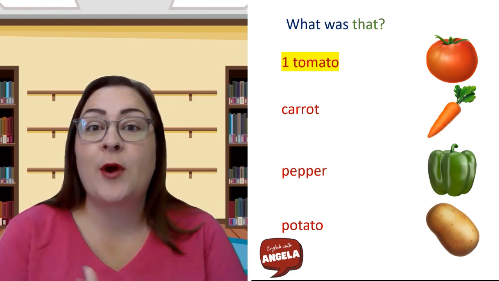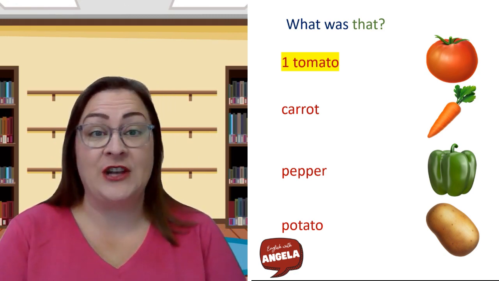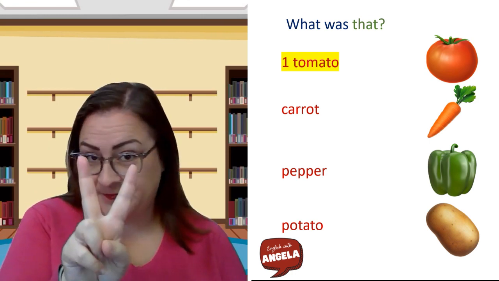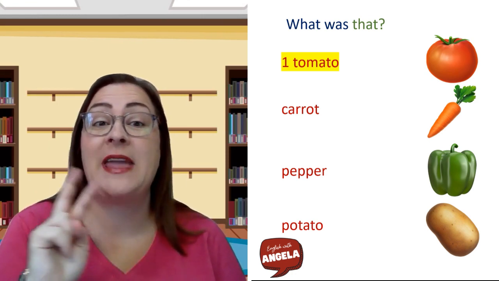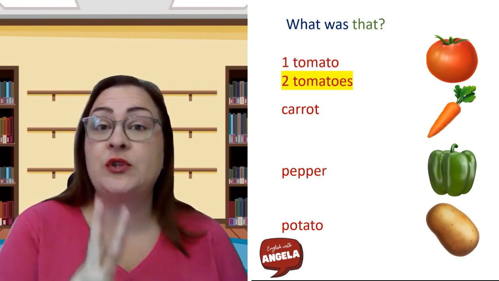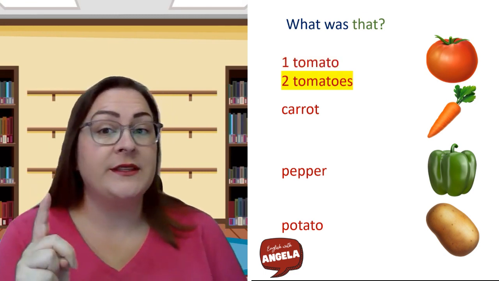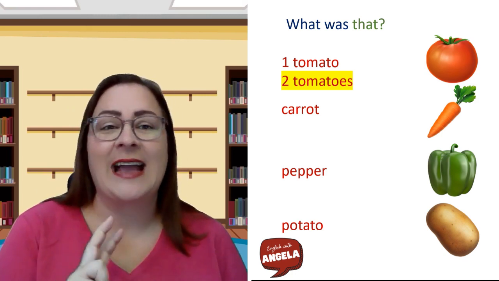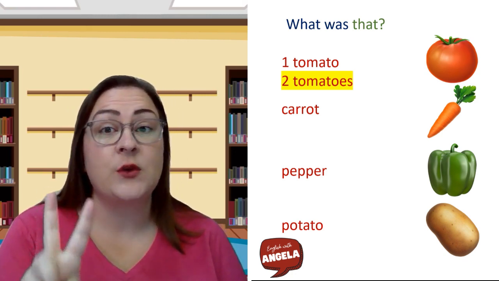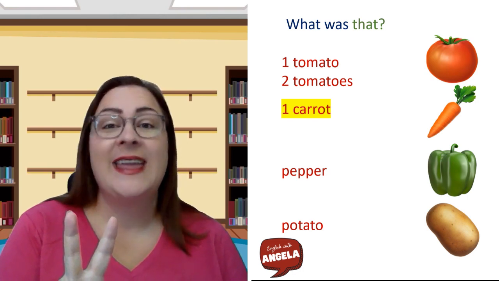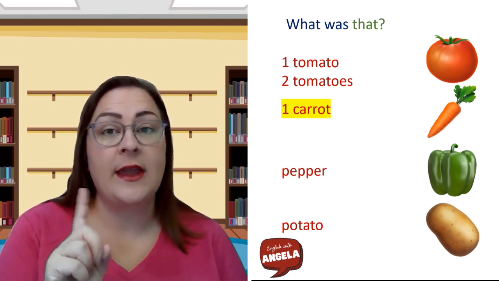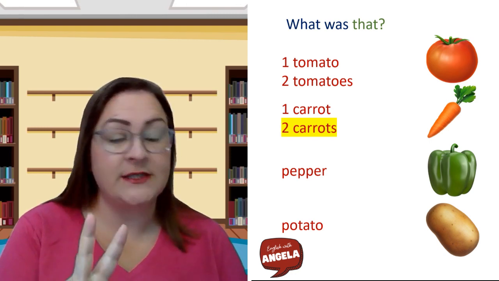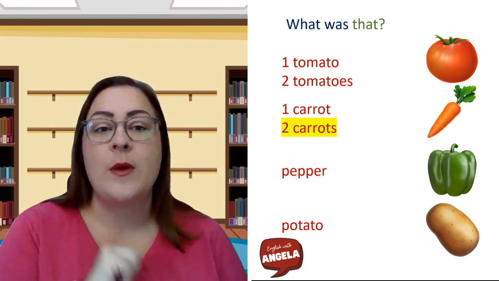Do you remember what's the plural of our vegetables? So we have one tomato. Do you remember? Two tomatoes. One tomato, two tomatoes. Excellent. We have one carrot or two carrots. Excellent. One carrot, two carrots. Get that S sound.